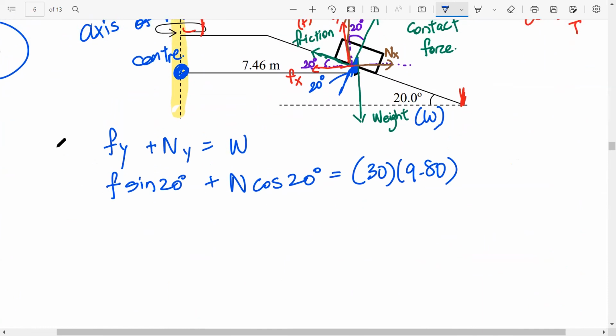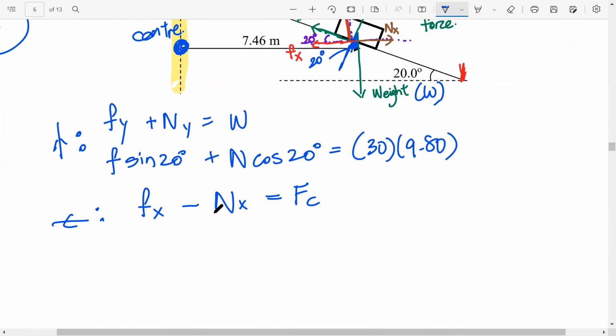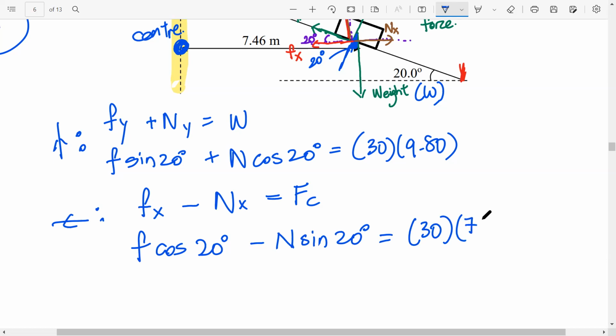So this is the vertical direction. On the horizontal direction, we know that Fx minus Nx must give you the centripetal force. Fx is F cosine 20 degrees, and Nx is N sine 20 degrees, which equals m r omega squared.